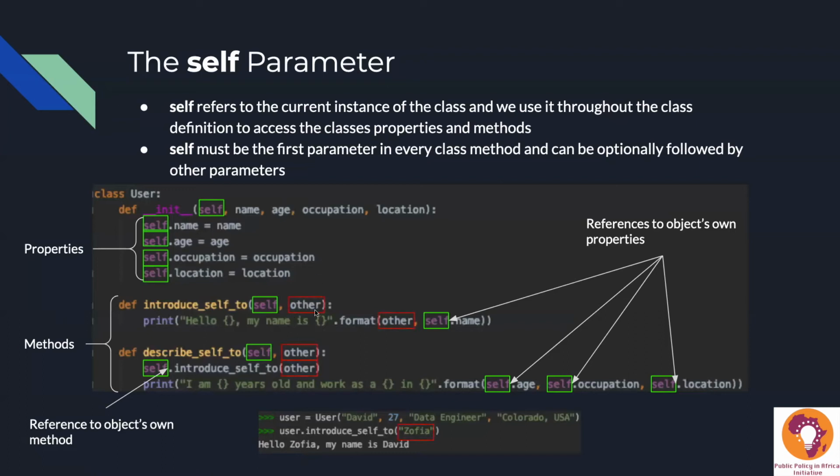And then all of my external parameters here. So other. So in this particular case, I did user.introduce self2 Zofia. So that other was passed here, and then it's inserted down here into the format, which formats it into the string here. So it'll say, hello, Zofia. And then my name is, and whatever the object's name is. In this particular case, the object's name is David because that's what was passed in the init.